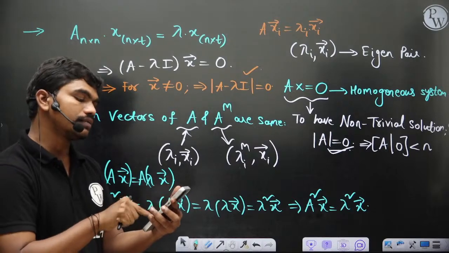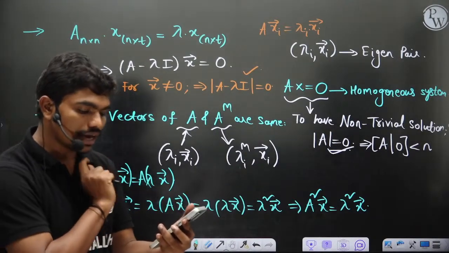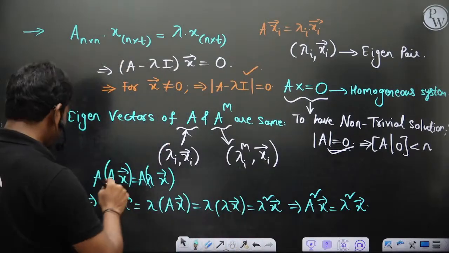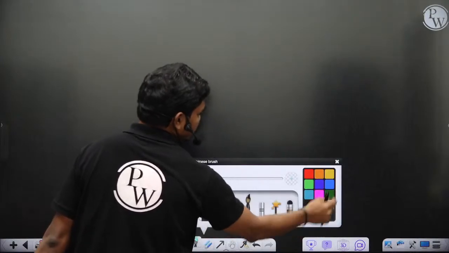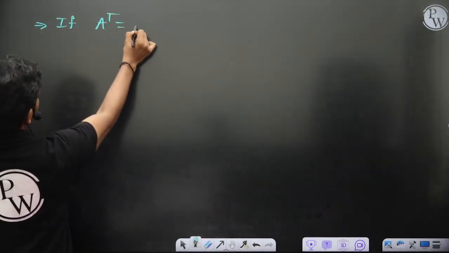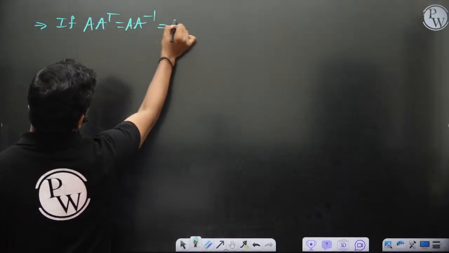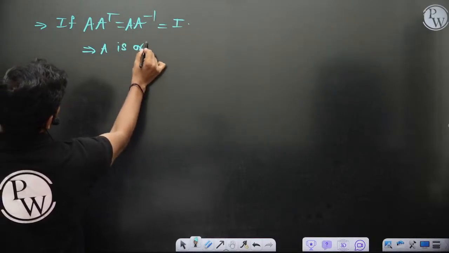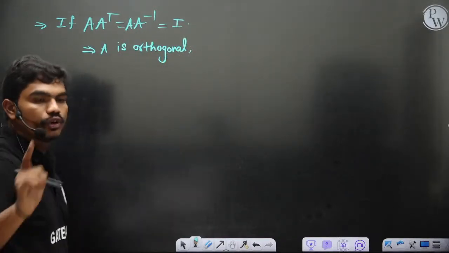If A transpose is equal to A inverse, then mod of lambda I is 1, which means all eigenvalues are of unit modulus. See, basically if A transpose is equal to A inverse, this means the inverse exists. So if you multiply with A, ultimately this is I, of course. So this implies A is orthogonal, and we have seen every orthogonal matrix will have eigenvalues of unit modulus.